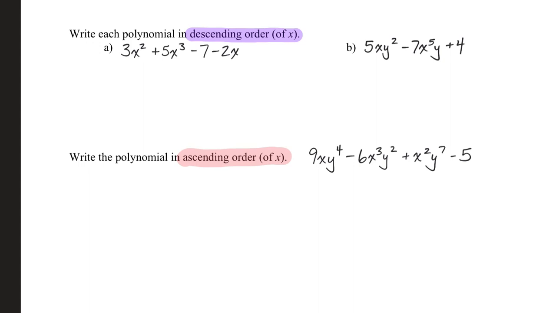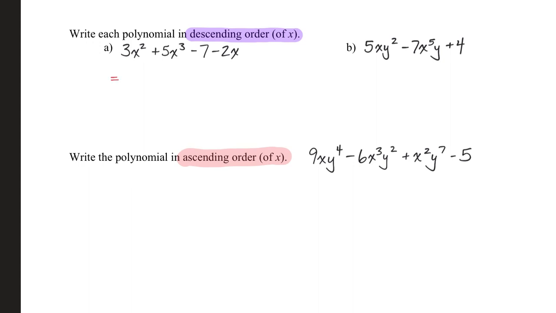Descending order. So when it says descending order of x, what that's making reference to is my degree of x, my degree of each term. So when we take a look at the question in A, descending order says, take that big bunch of terms and rearrange it so that my exponents are in descending order.